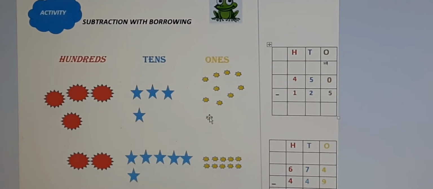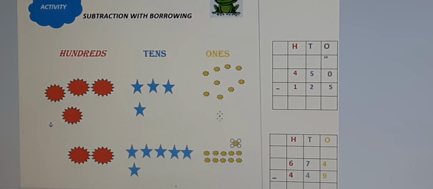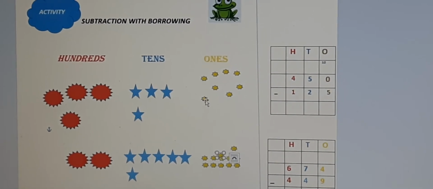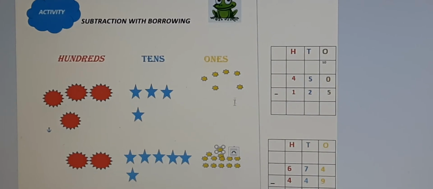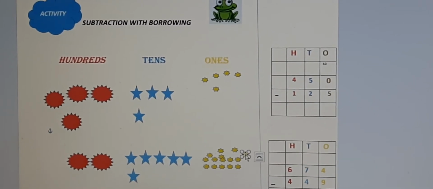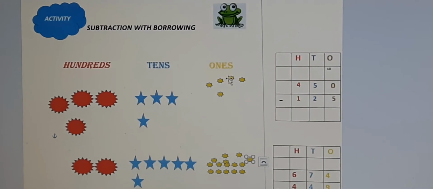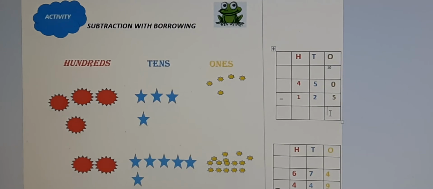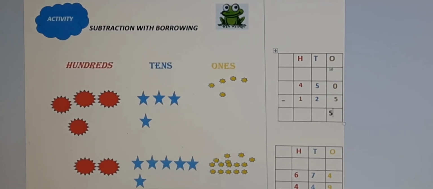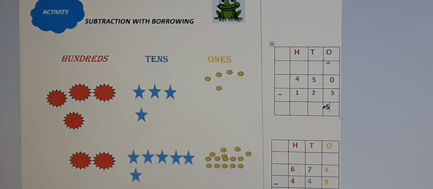So let's deduct 5. 1, 2, 3, 4 and 5. So how many are left? Let's count. 1, 2, 3, 4, 5. So how many are left, kids? 5 are left. Yes, so 10 minus 5 is 5.